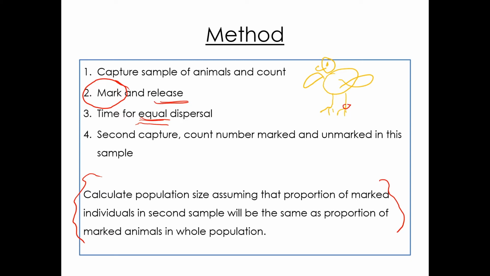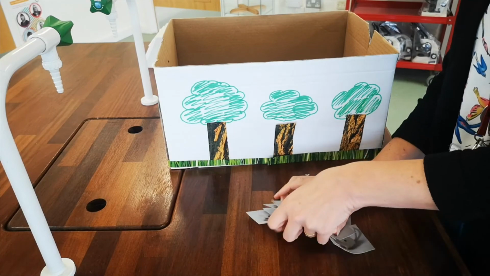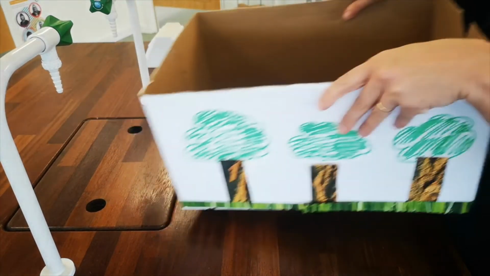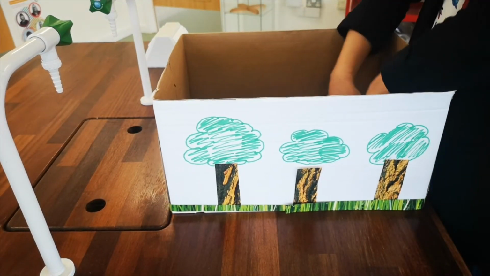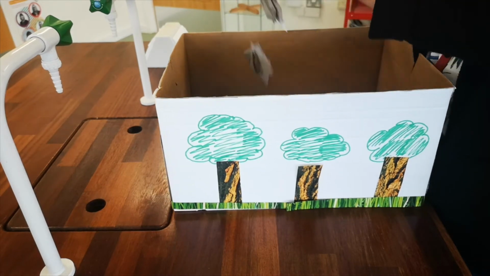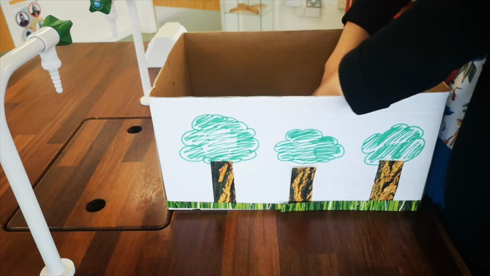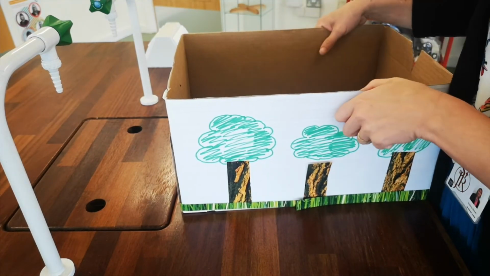Now in your keynotes we said leave enough time for them to disperse into the population. You might want to add the word equal in just to make sure that it's really clear to the examiner. Once they have put them back where we caught them, the important thing is that they get redistributed equally within the population. So we want to make sure that the mice get equally distributed. Now that is usually about giving them enough time.